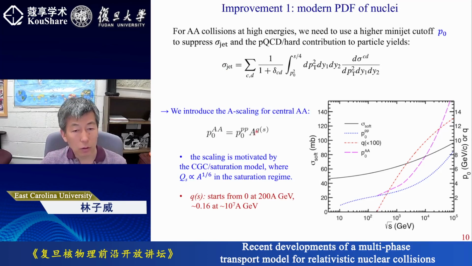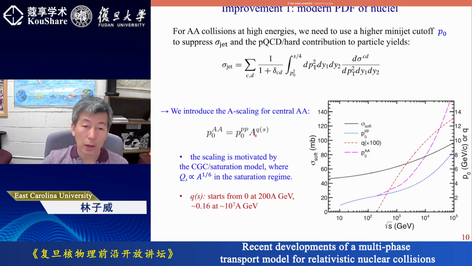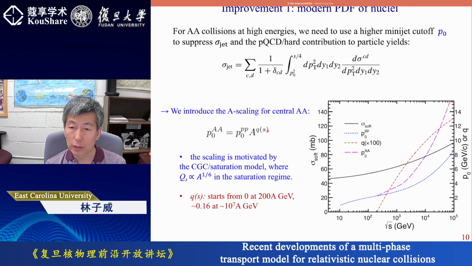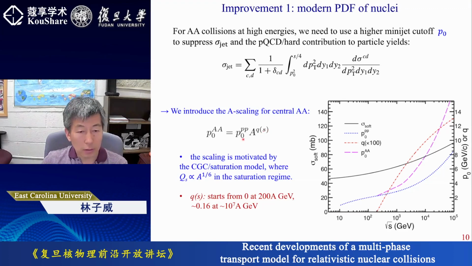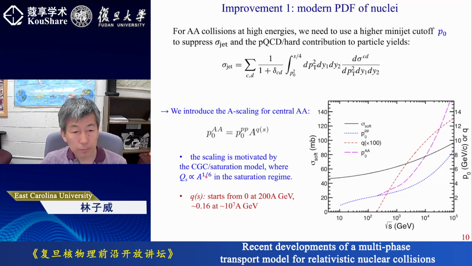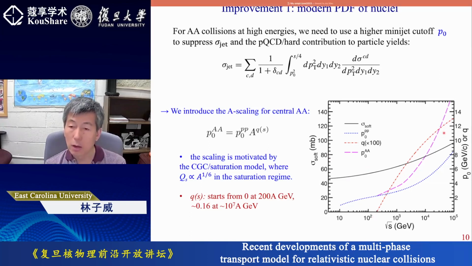So we increase it according to a power of the atomic number A when you have symmetric AA collisions. This exponent Q depends on the center-of-mass energy root S, and is fit according to what we need to reproduce the central AA data at high energies. This scaling is motivated by the CGC, or the color saturation model, because there we have the color saturation scale QS, and QS in the saturation limit scales as A to the 1/6. So at high enough energies, our exponent approaches 1/6. But at finite energies from 200 GeV to LHC energies, its value increases from 0 toward 1/6.